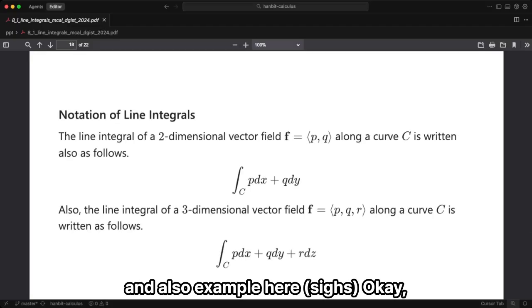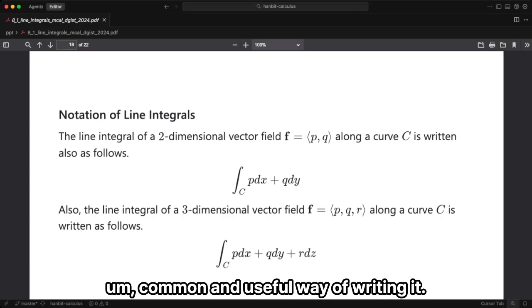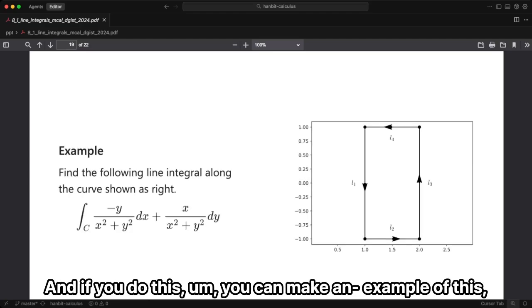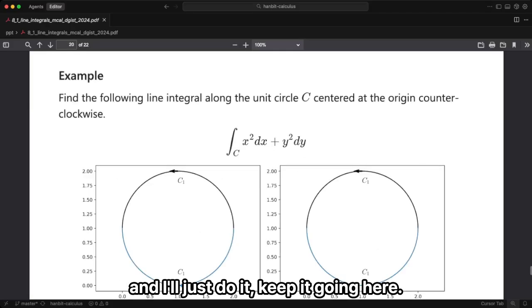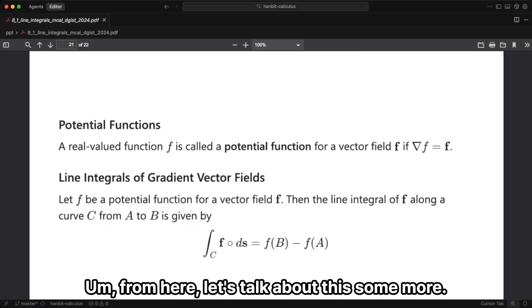And also an example here. I also mentioned that there are a lot of different ways of writing the line integration. This is one of the common and useful ways of writing it. And if you do this, you can make an example of this, and I'll just keep it going here. From here, let's talk about this more.